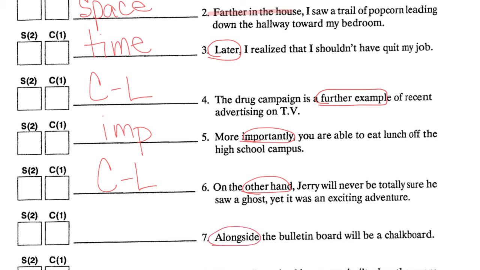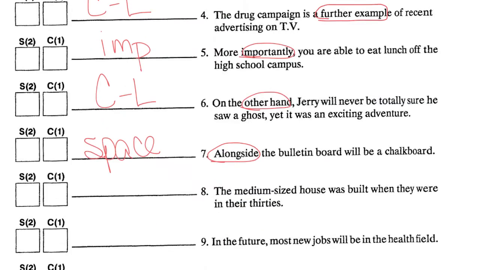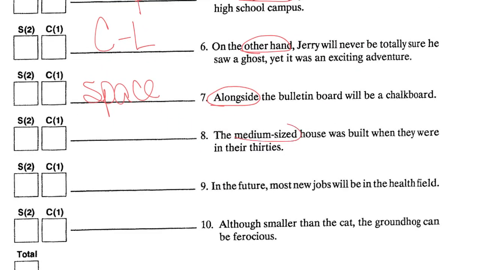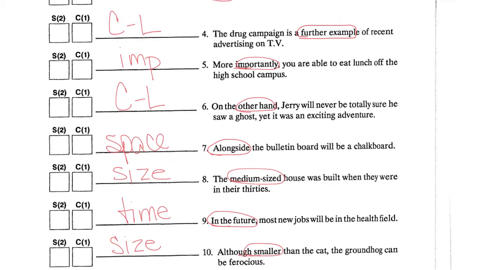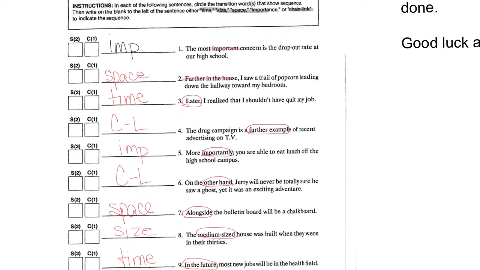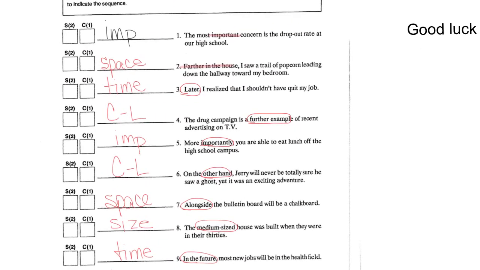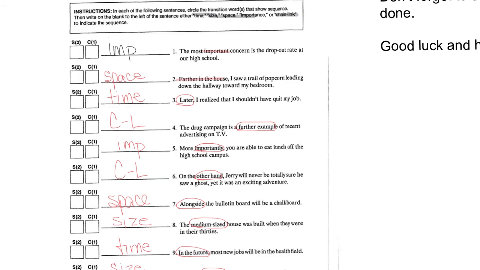Alongside, okay, that would be space because it's telling me a direction or where it's at. Medium sized, that would be size. In the future, that would be time. And although smaller than a cat, that would be size. So there are some examples of what transitions are as far as labeling them according to the transition.